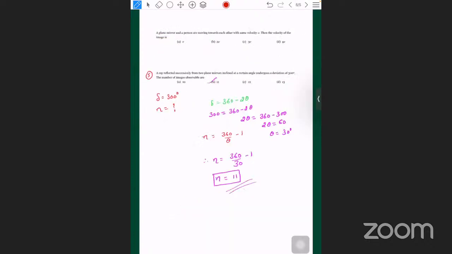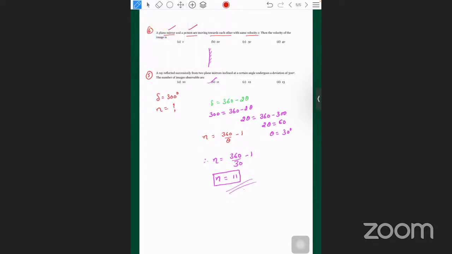Can you analyze the fourth problem for me? Is it 2V, sir? Now there is a plane mirror, right? The person and the mirror are moving towards each other with velocity V. One is the plane mirror, the other one is the person. They are moving towards each other. Can you draw the diagram for me?